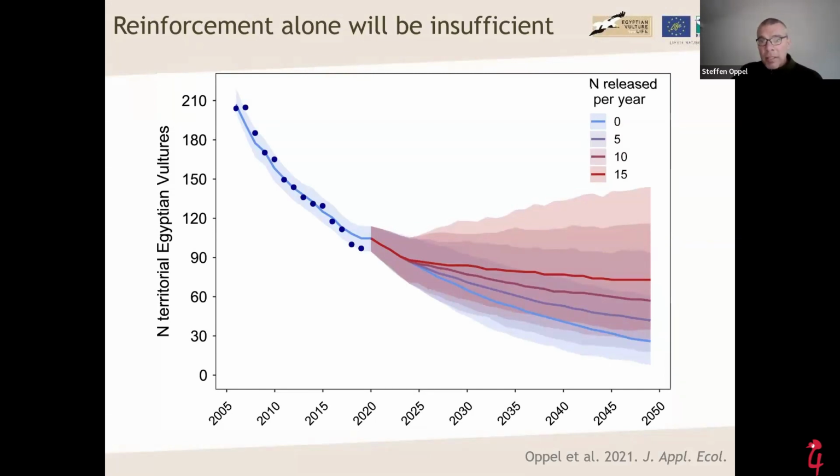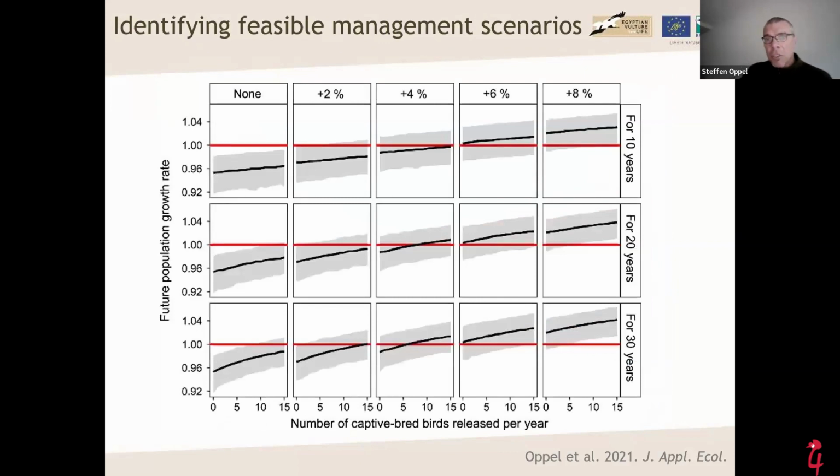So we ran several more simulations, and this graph shows you the future population growth rate. The red line is 1, so we want the future population growth rate above that red line to have a stable population. In the columns are the improvement rates for survival, from none on the left to +8% on the right. The three lines are releasing juveniles for 10 years, 20 years, or 30 years. And on the x-axis is the number of captive bred birds that are released every year.